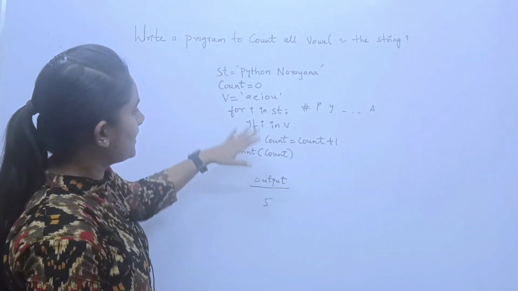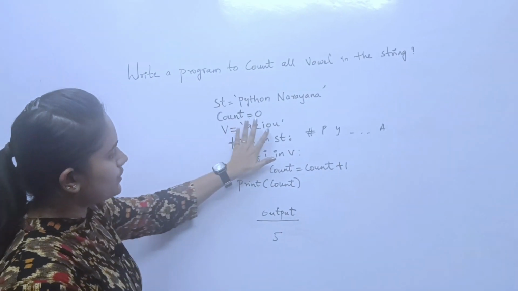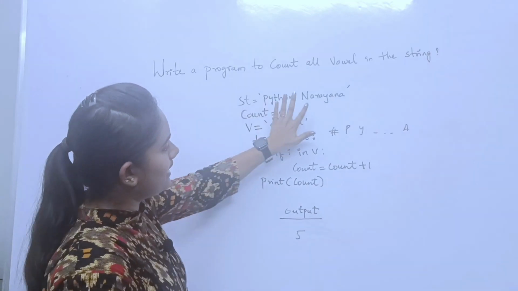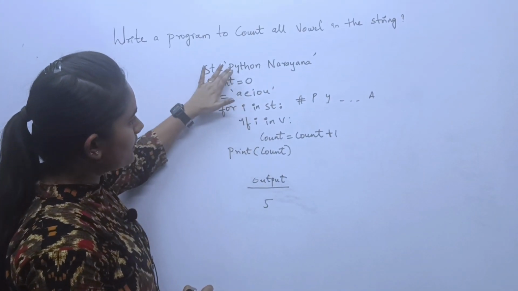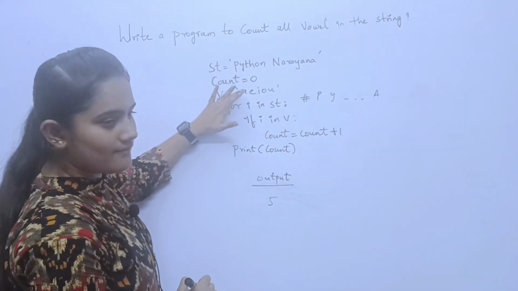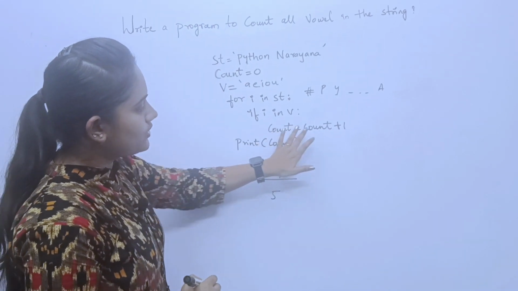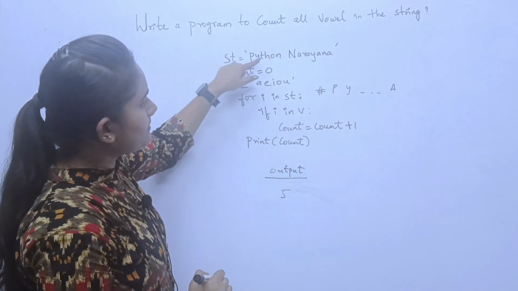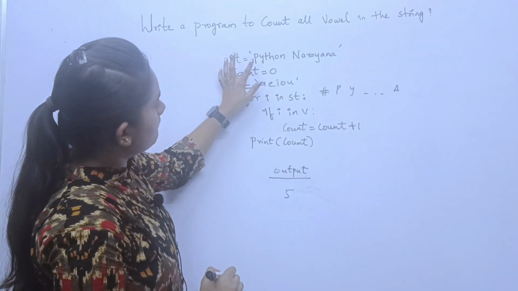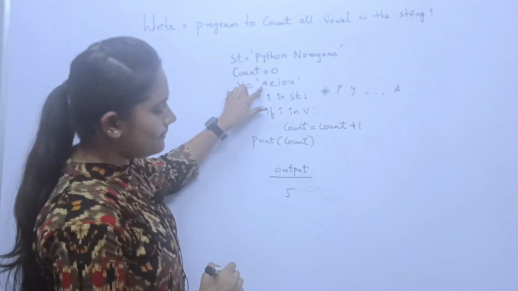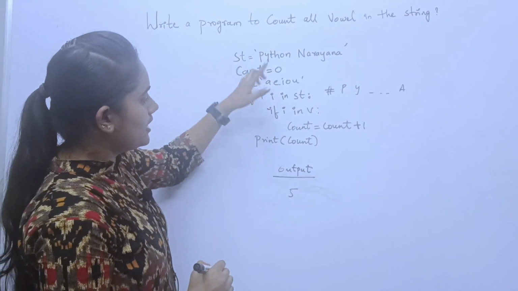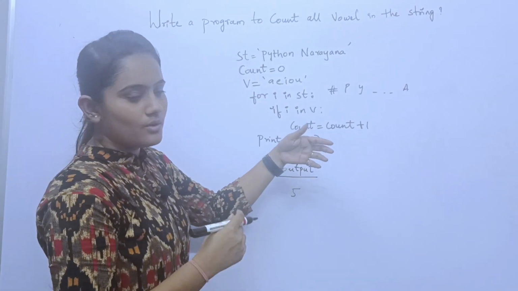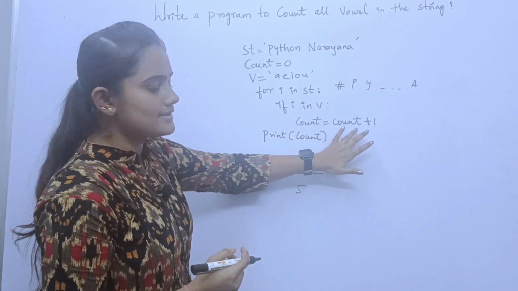How is it 5? Here V equals A, E, I, O, U. We have to check the string value. The first time, the i value is P. If P is not available in the vowels, then count equals count plus 1 is not applied; it will not be increased. Next time the i value will be Y. Again we check whether it is available in V. If it is not available, then there is no increment, and we can't increase the count.